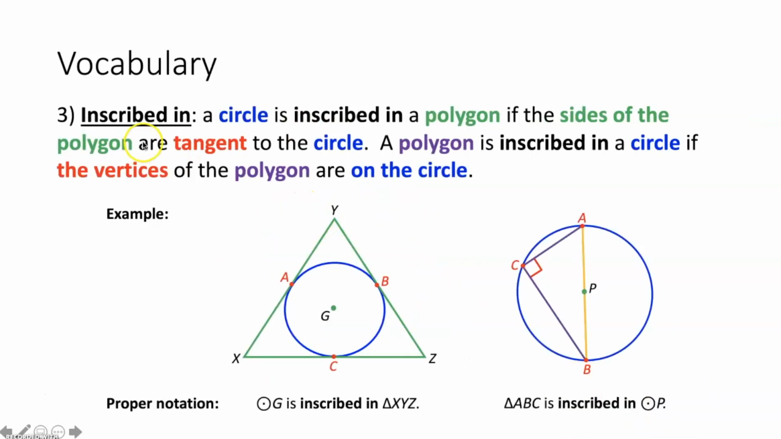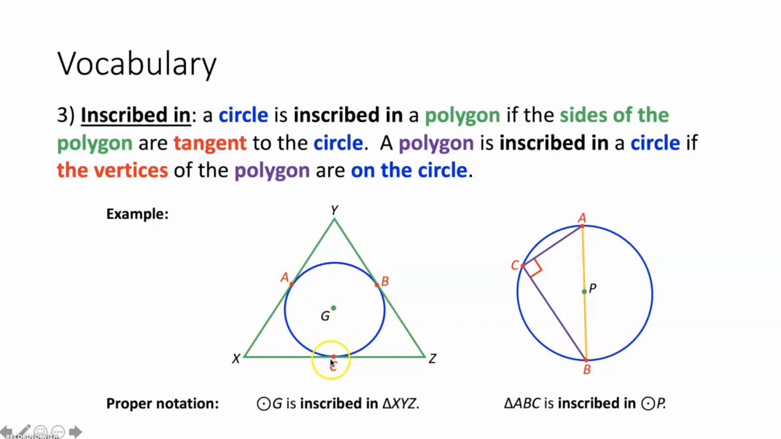Let's talk about inscribed in. So a circle is inscribed in a polygon if the sides of the polygon are tangent to the circle, whereas a polygon is inscribed in a circle if the vertices of the polygon are on the circle. So let's take a look at this first scenario. A circle, like circle G, is inscribed in a polygon, like triangle XYZ, if the sides of the polygon are tangent to the circle. And you see that each of the sides of the polygon are tangent to the circle because they only intersect the circle at exactly one point, meaning point A, point B, and point C would be considered points of tangency.